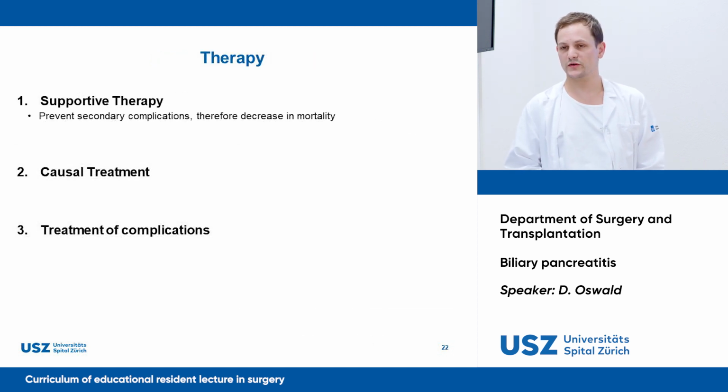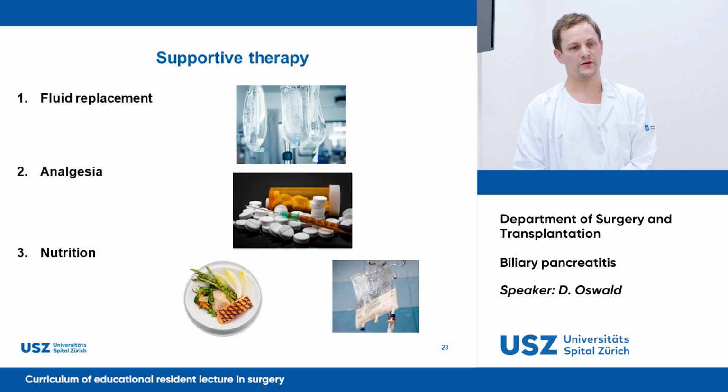Now for the therapy of acute pancreatitis, there's the supportive therapy to prevent secondary complications and therefore decrease the mortality. There's a causal treatment, especially for biliary pancreatitis, and there's the treatment of the complications. I'm going to talk especially about these local complications I just showed you. Supportive therapy has three major cornerstones. Number 1 is fluid replacement. Number 2 is analgesia. And 3 is nutrition.